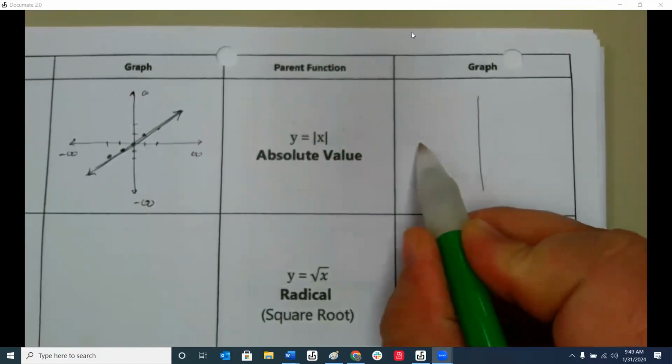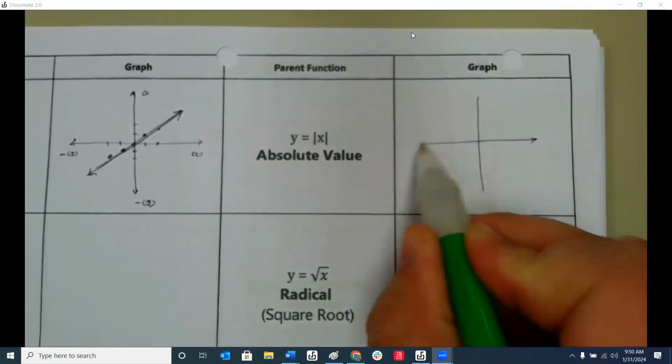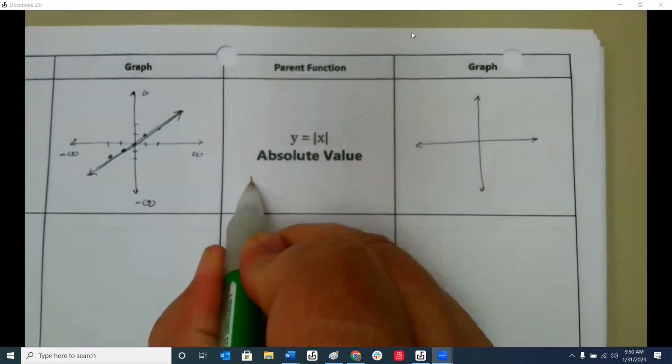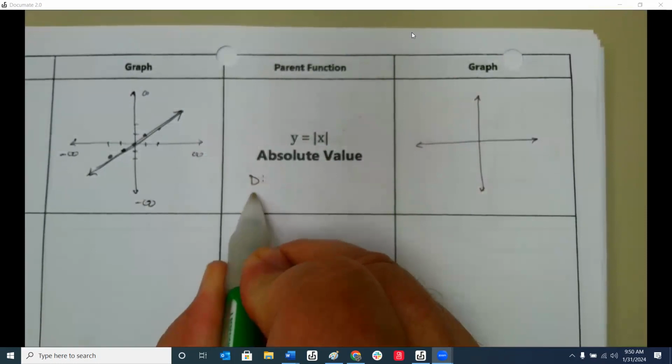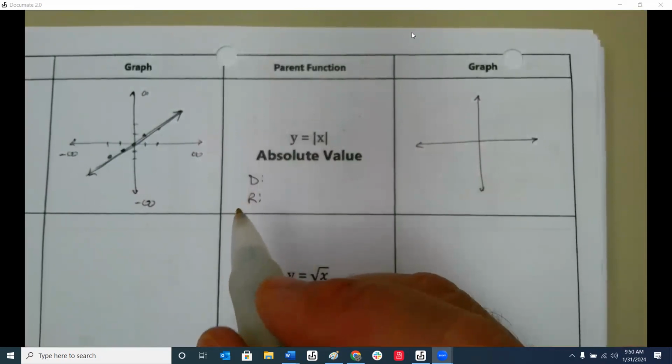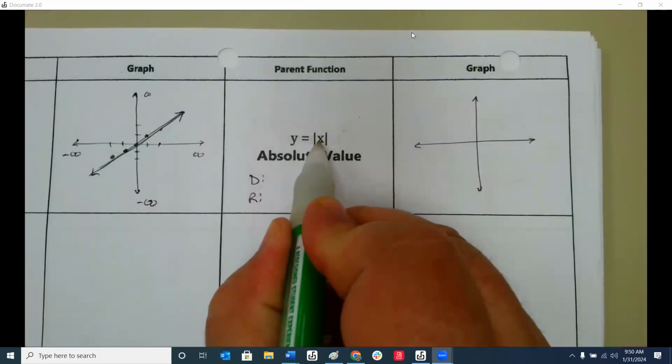Absolute value. What does absolute value mean? There's a whole section where we're going to deal with this, but I want to see what you know so far. Remember, if we don't know the graph already, can x be negative? Can you put negatives inside there?